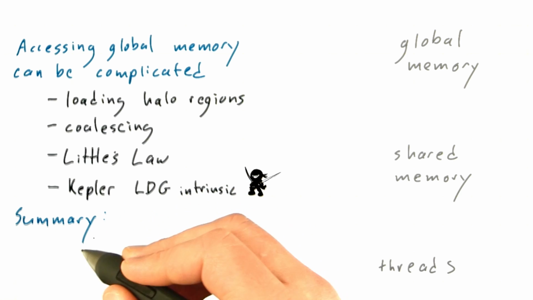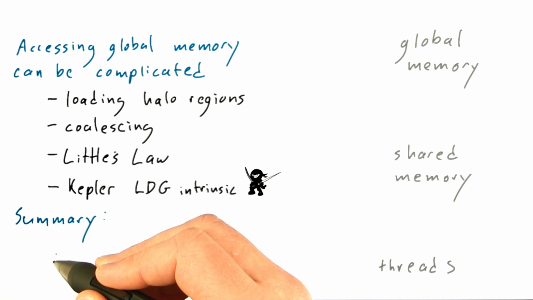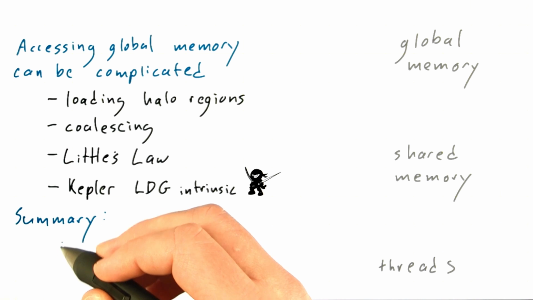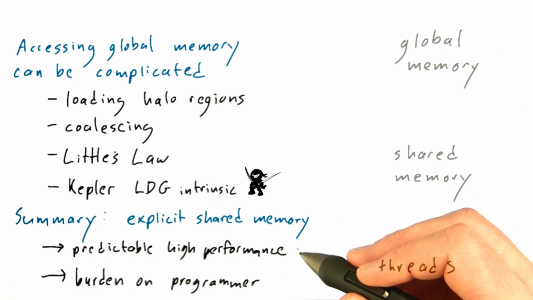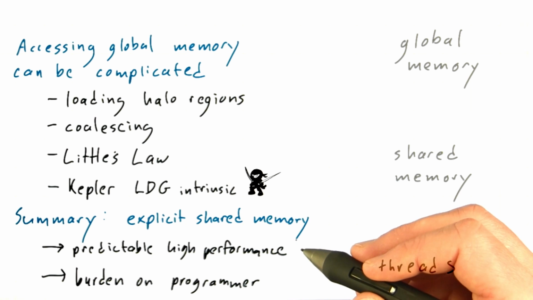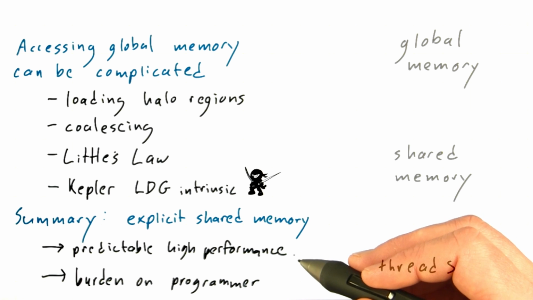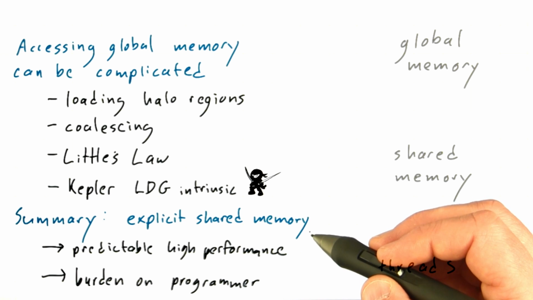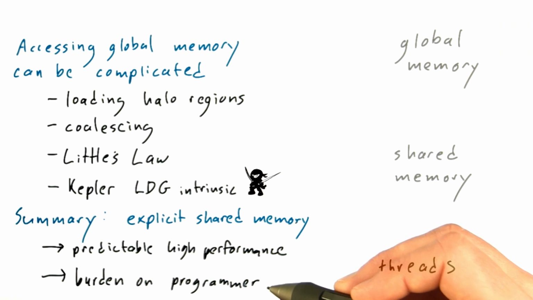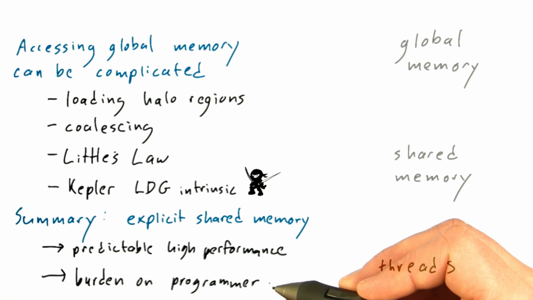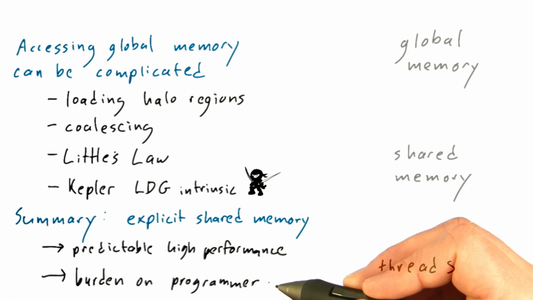In short, CUDA's explicit use of user-managed shared memory enables predictable high performance. In contrast, the hardware-managed caches that you find on CPUs can result in unpredictable performance, especially when you have multiple threads sharing the same cache and they're interfering with each other. So that's an advantage of explicit shared memory. But that advantage comes at the cost of an additional burden on the programmer, who has to explicitly manage the movement of data in and out from global memory.